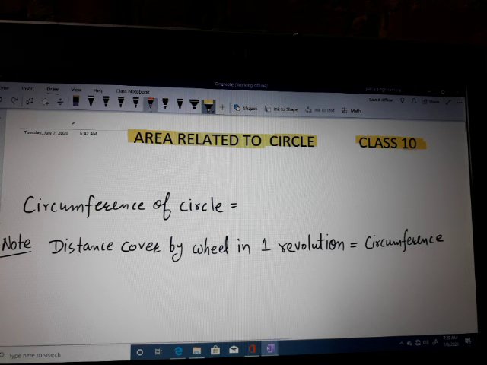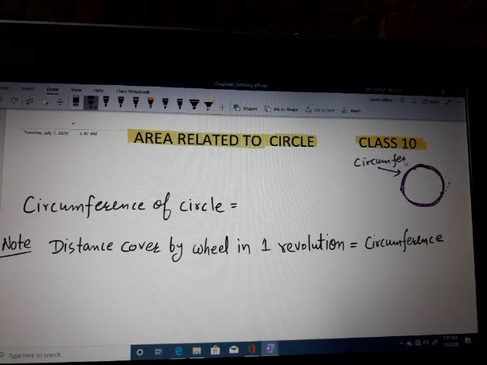Let's start the topic. First point, circumference of the circle. What is the circumference of a circle? If I draw the diagram of a circle, you will see this distance, this path of the circle, which I mark with dots. This path of the circle is known as the circumference of the circle. It is the distance if you move from this point along this track of the circle and come back to this point again, so you will get the circumference of the circle.